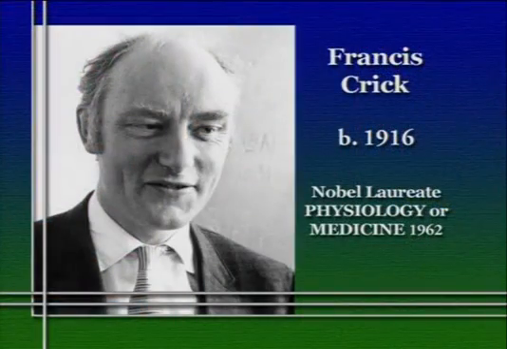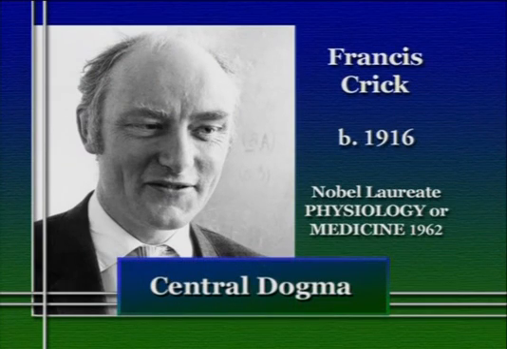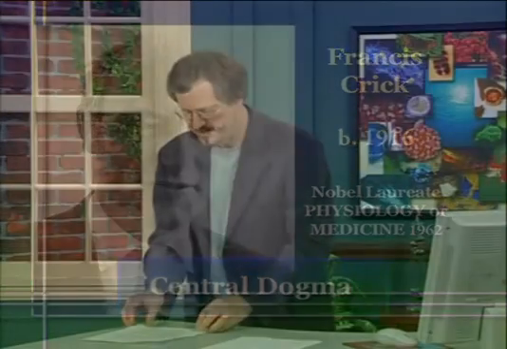Francis Crick, who we know is one of the co-discoverers of the DNA double helix, and has done a number of other very important things in molecular biology, proposed what he called the Central Dogma shortly after the DNA double helix was discovered. The Central Dogma is essentially a conceptual model for how genetic information flows in a cell.